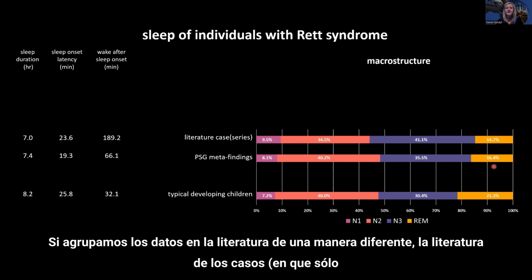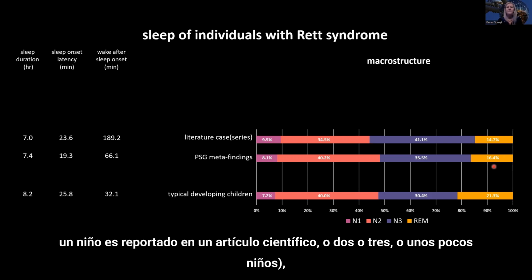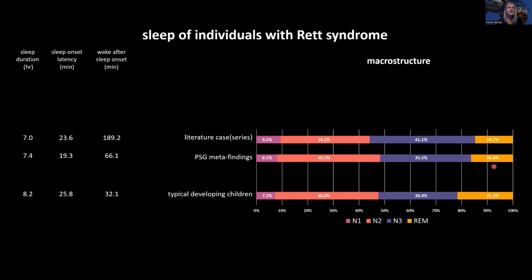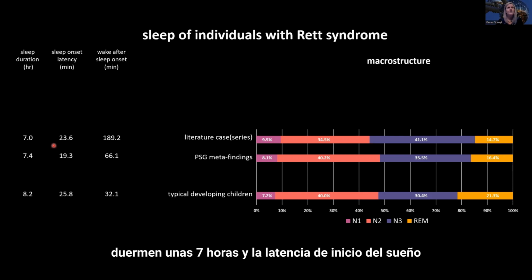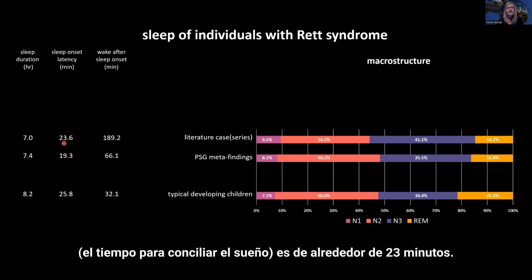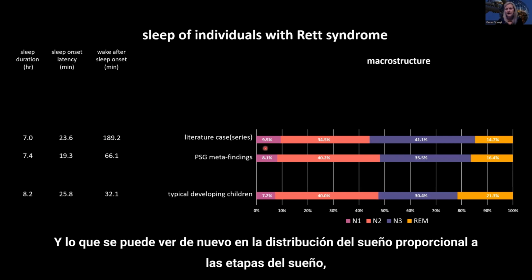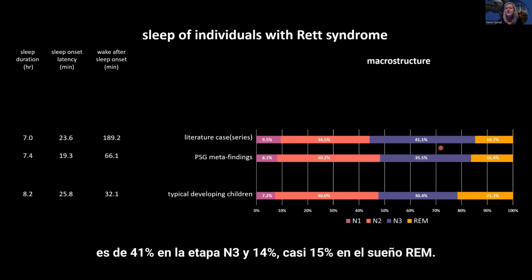If we group data in the literature in a different way, the literature of cases, so only one child being reported in a scientific paper, or 2 or 3 or a couple of children, if we combine all those data, they also come to a sleep clinic. They sleep about 7 hours. The sleep onset latency, so the time to fall asleep, is around 23 minutes. And you can see in these cases, the wake after sleep onset is much longer, almost 190 minutes. And in the distribution of the proportional sleep stages, it's 41% in stage 3 and almost 15% in the REM sleep.